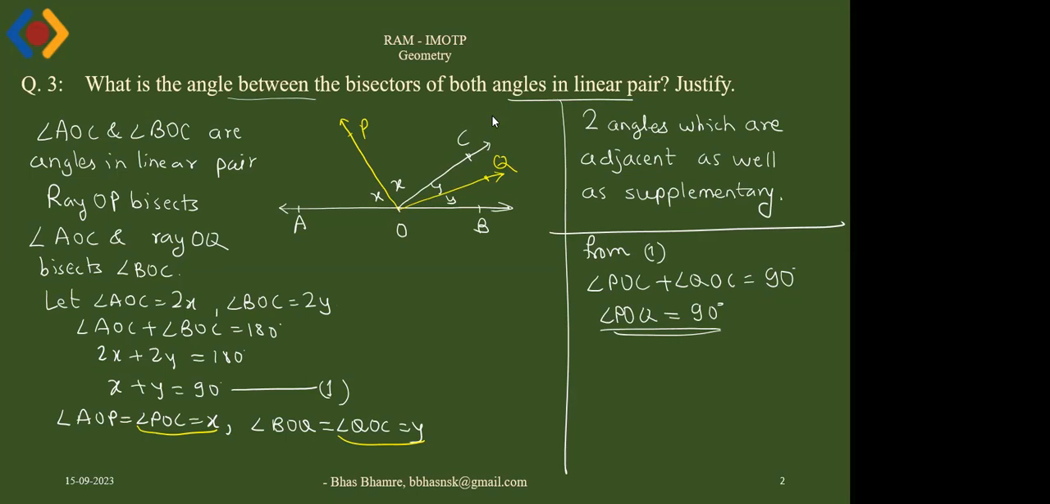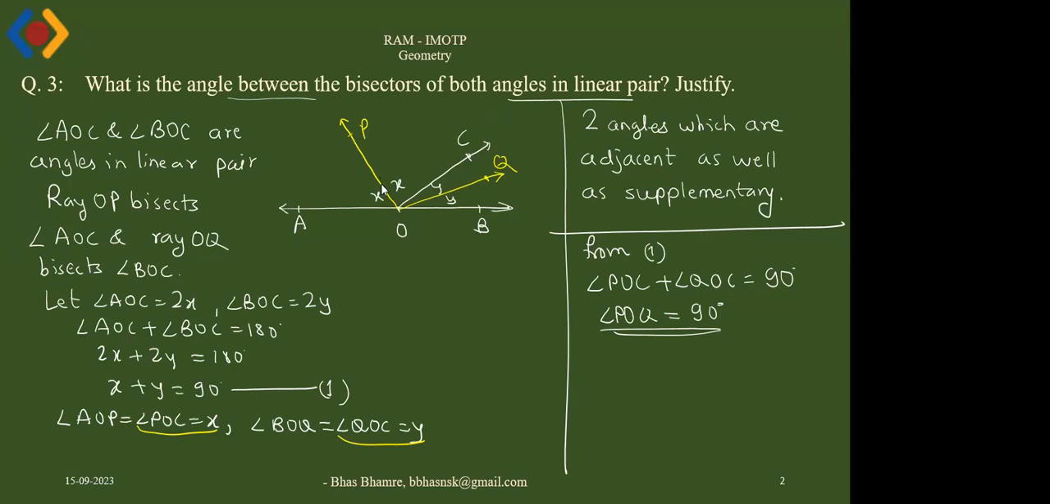That you concluded the angle POQ equal to 90 also. Okay. Do you know what adjacent angles are? Yes. Adjacent angles, that is, they have the common origin, that is vertex, one side common and different interiors.